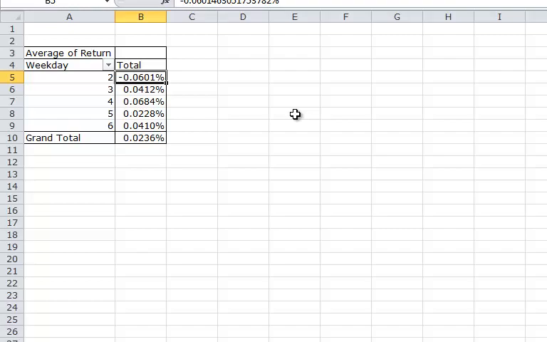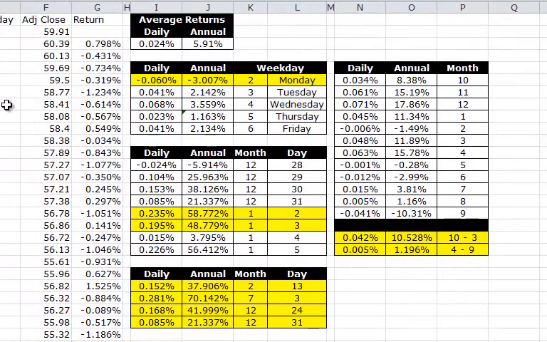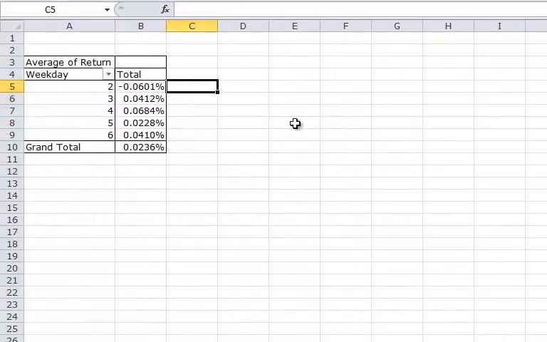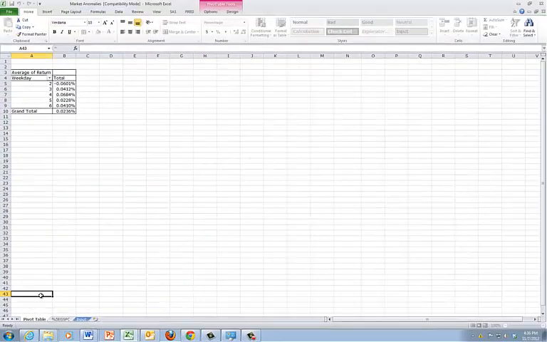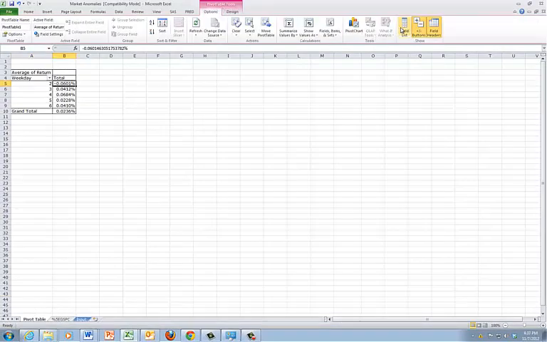And again, these results are consistent with what we did over here. You can see the average daily return on Monday is negative 6 basis points. We get the exact same outcome using the pivot table. So all I'm trying to show you is two different methods to get you the same results. Since we're here, it doesn't hurt us to play around with it a little bit more.